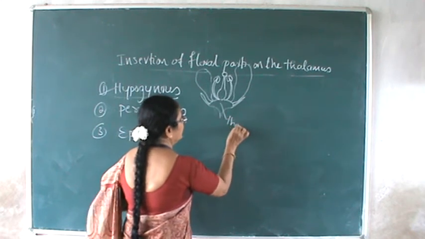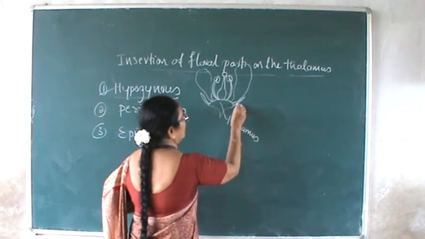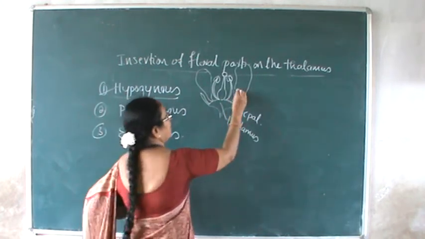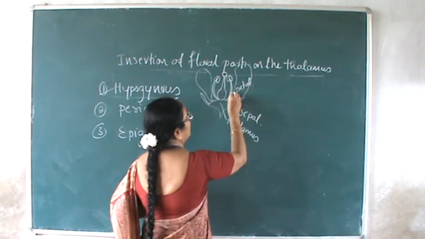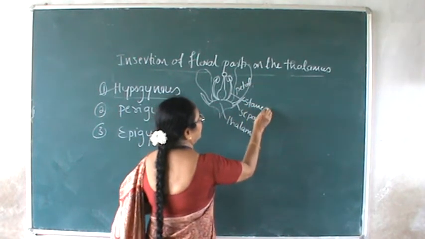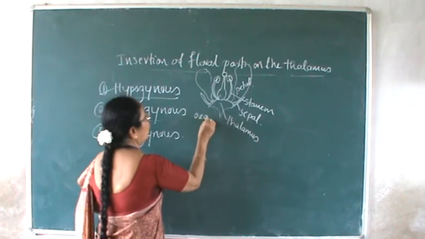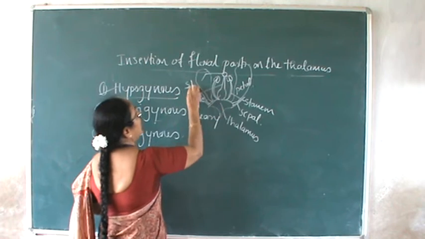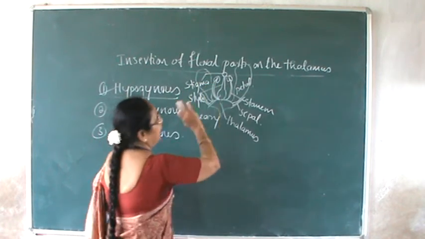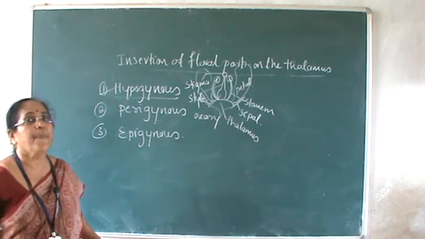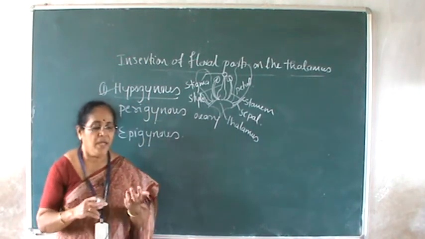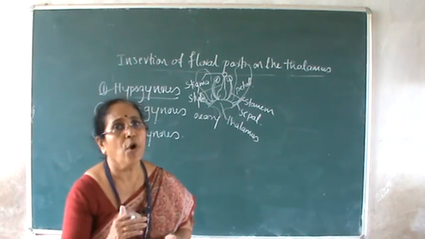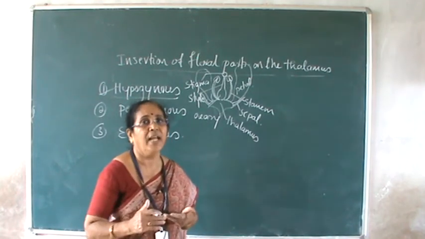This is the thalamus, the sepal is a unit of the calyx, the petal is a unit of the corolla, this is the stamen, and this is the ovary, style, and stigma. Now, in this diagram, can you make out which part of the flower out of the 4, calyx, corolla, androecium and gynoecium, is going to occupy the topmost position in the flower on the thalamus.